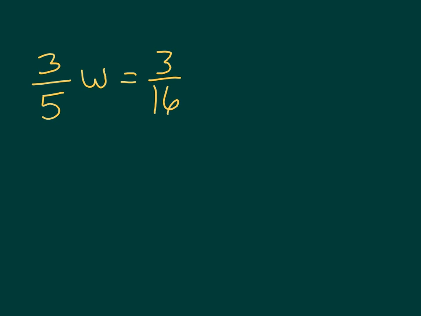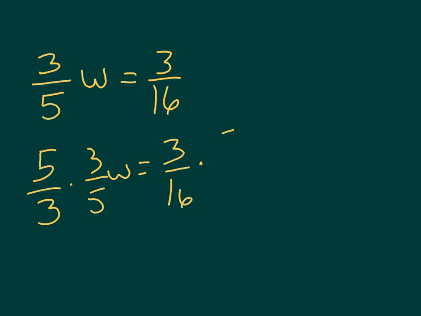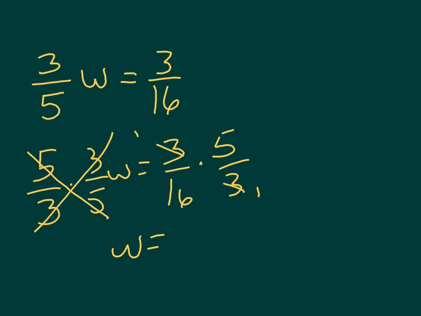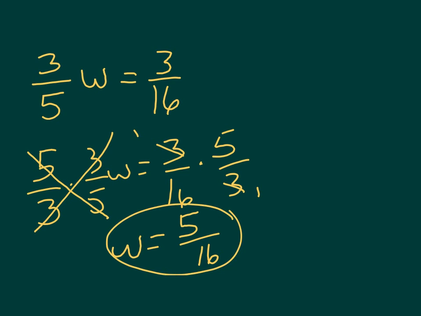So I have to get 5/3 times, because I flipped it, 3/5 W, that's what I had to start with. And then we had 3/16 times 5/3. And look what happens. Cancel, cancel, you have W that's left. And then this is going to cancel. So you end up with 5/16. W is 5/16.